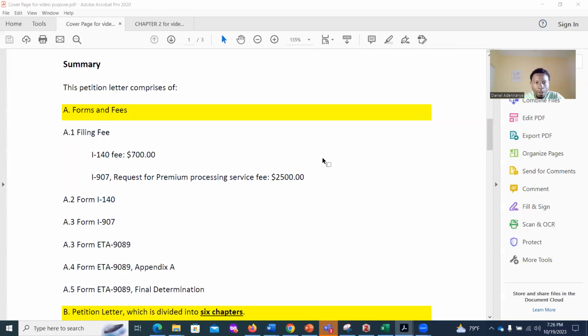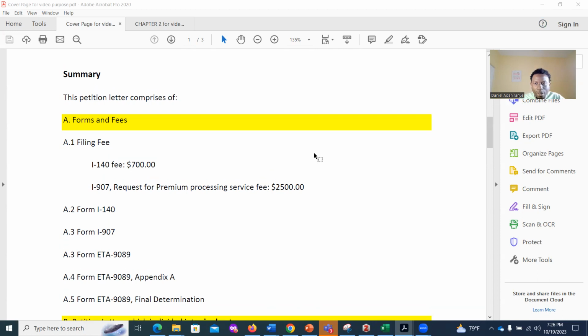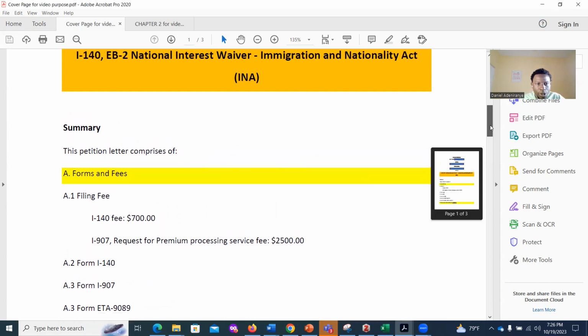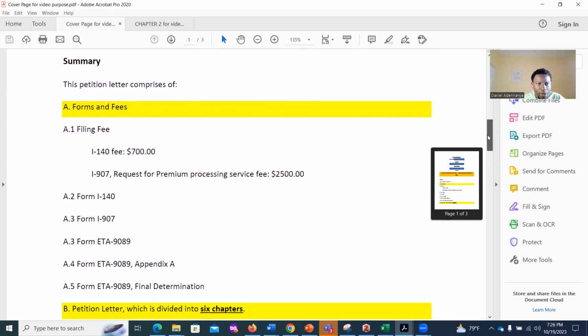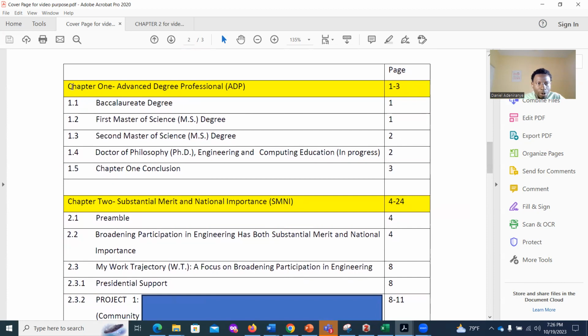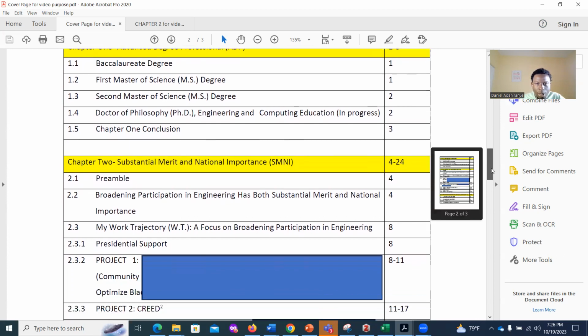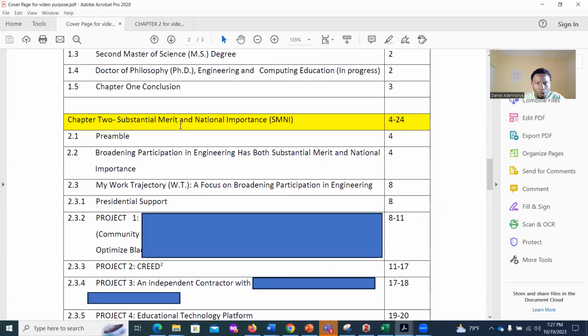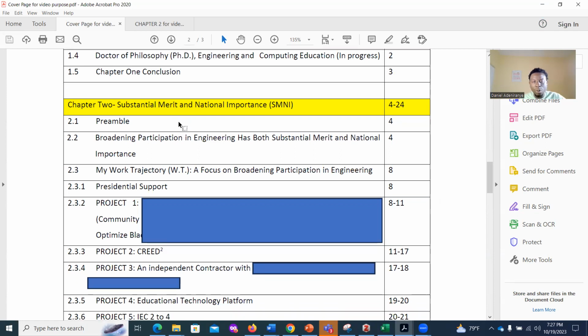The next thing I'm going to do now is to share someone's petition briefly to look into how chapter 2 is drafted. So at least that way you can have a sense of how you can proceed in presenting yours. Okay, so again, this is like the person's cover letter, which gives a summary of all the forms submitted alongside the body of the petition itself. But my interest here, you will recall, I've done chapter 1 on advanced degree professional. Please check the video. Today, in continuation, we want to look at chapter 2, substantial merit and national importance.